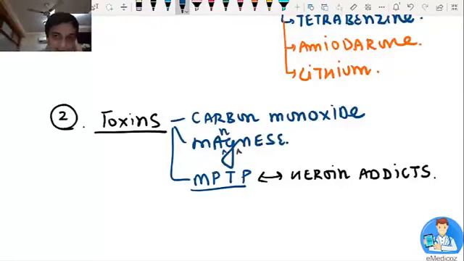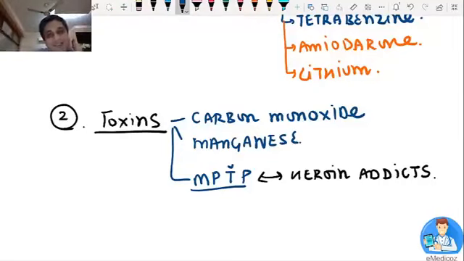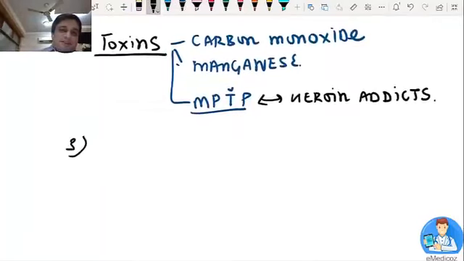Manganese. Sorry. Okay, yeah, it's manganese. You're good in chemistry also. Oh, don't go into the full form, my dear friend. MPTP sounds better. Okay. It's not magnesium, it's manganese.